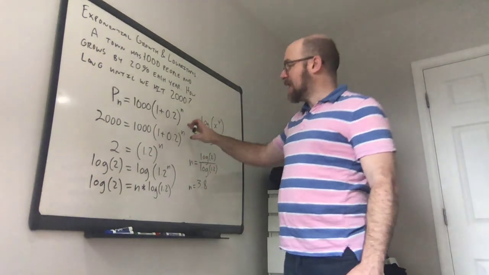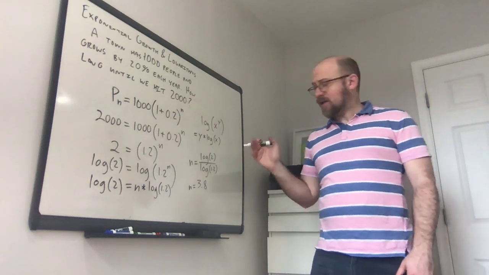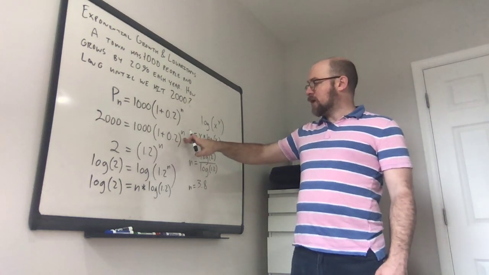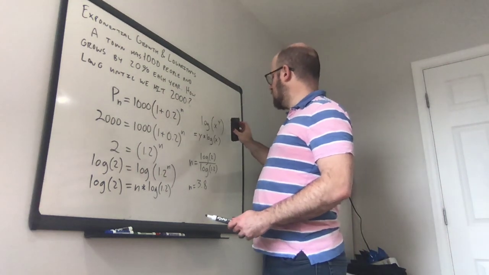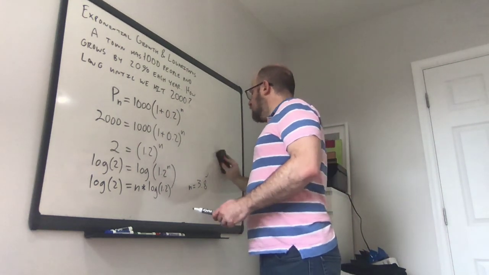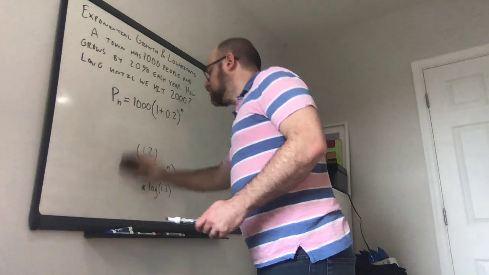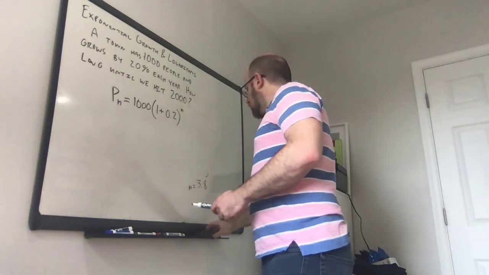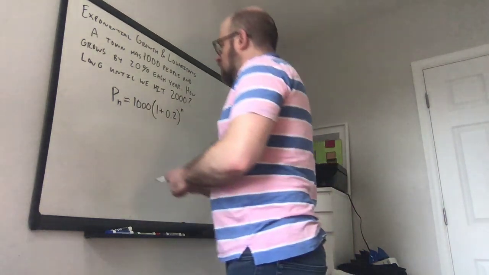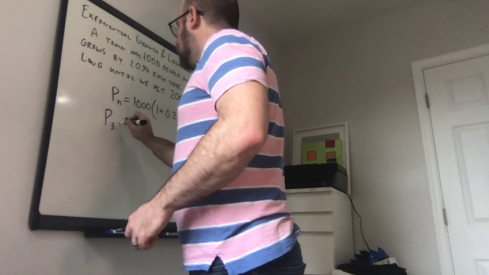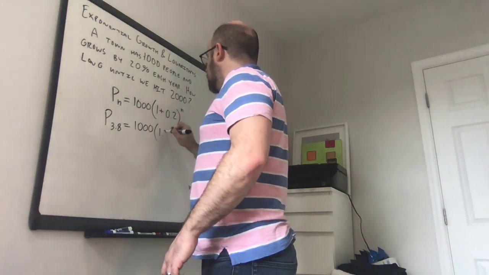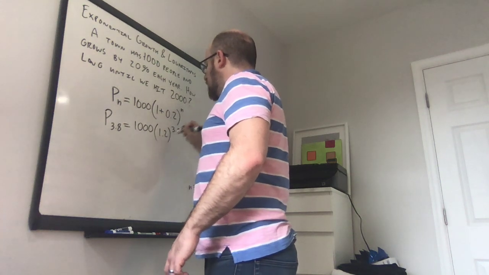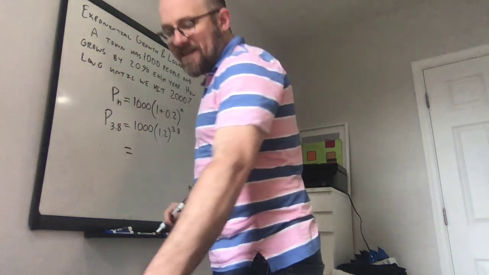And so you can test that out. You can always check your answers here. If we take n equals 3.8 and plug it into our original equation, P sub 3.8 is 1,000 times 1.2 to the 3.8. Well, what's that equal to?